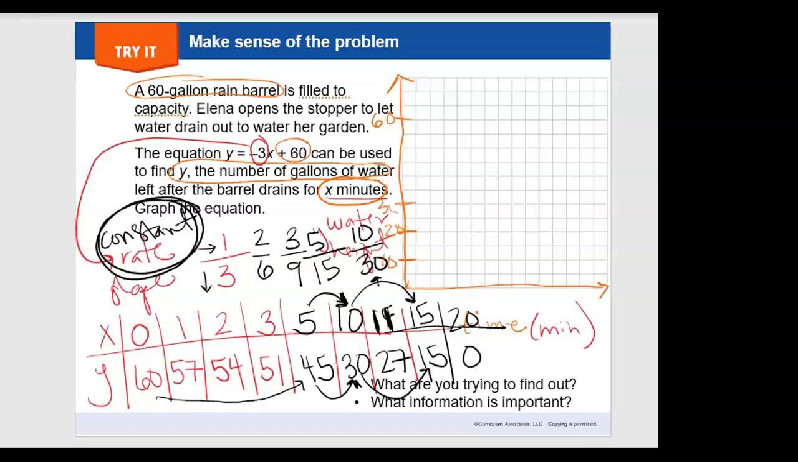Drawing in your axes is a really important part of graphing. You don't just start plotting points. This is the first step, to label your axes. Hopefully yours looks way nicer than mine, right?